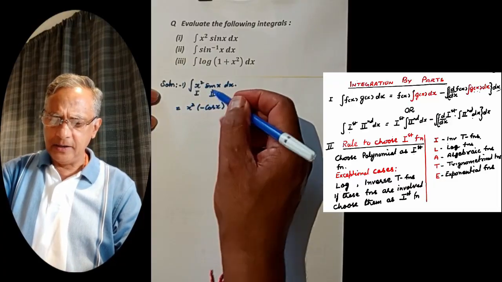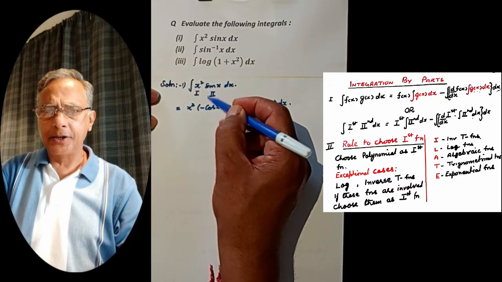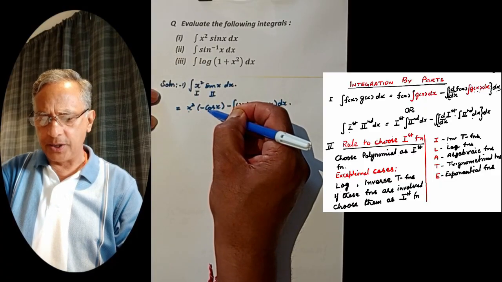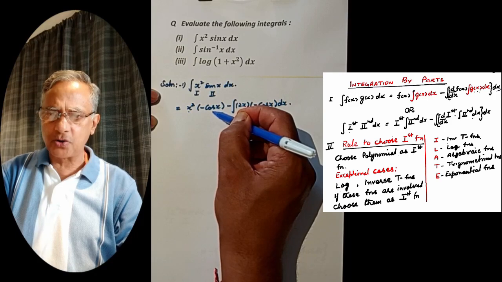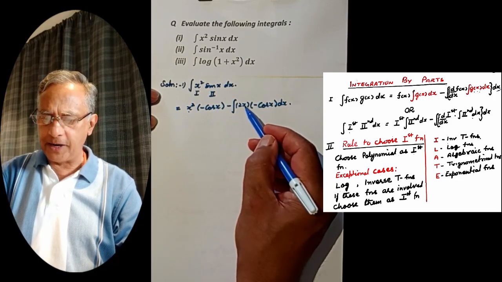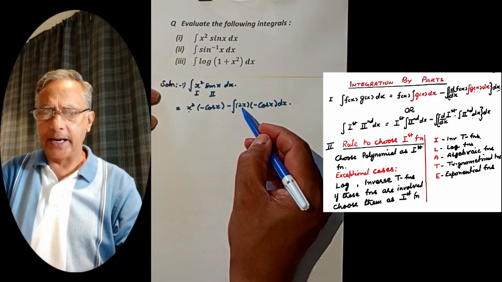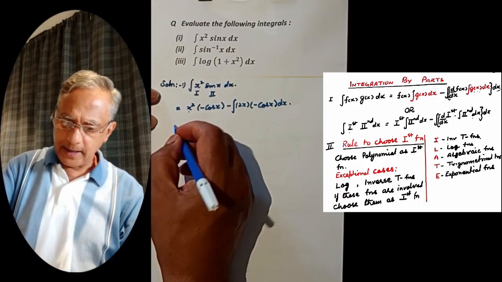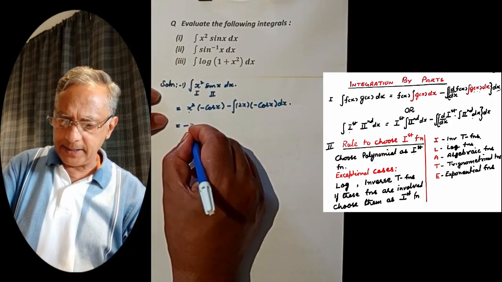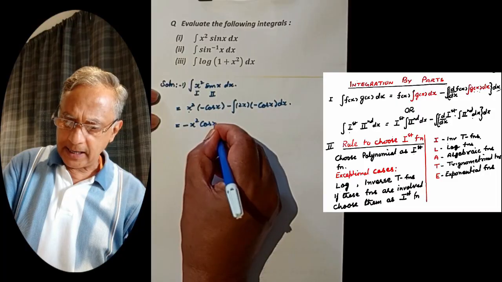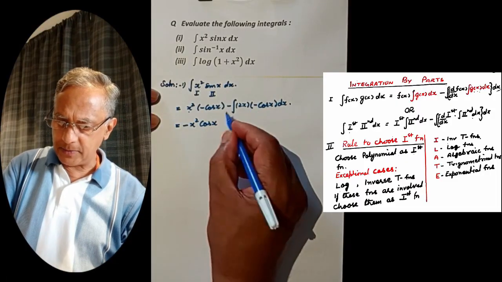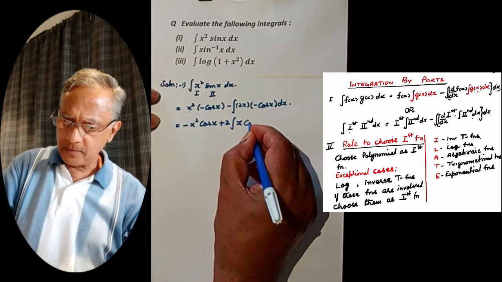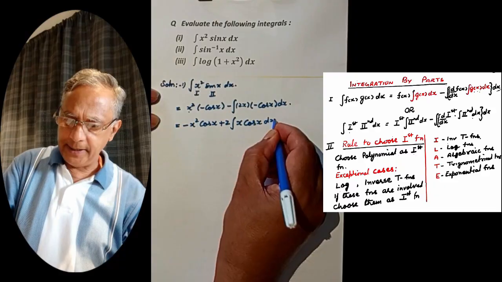With some practice, we will apply integration by parts directly. First function into integral, we will write the integral of this function directly. First function integral of second minus integral of differentiation of this. We will write the differentiation of this directly. Differentiation of first into integration of second. And this can be written as minus x square cos x plus 2 integral x cos x dx.